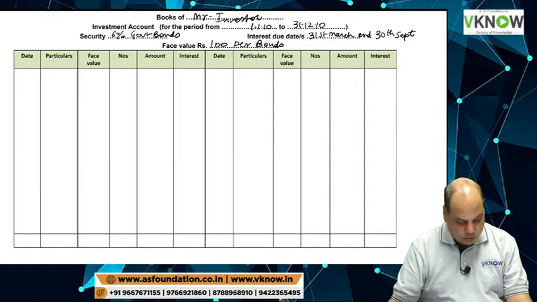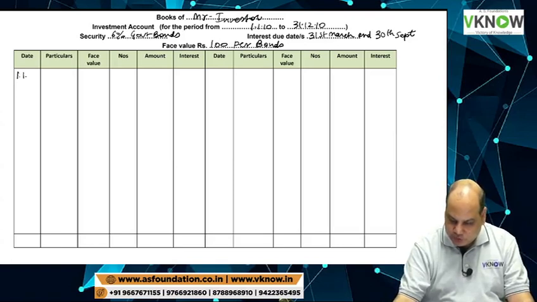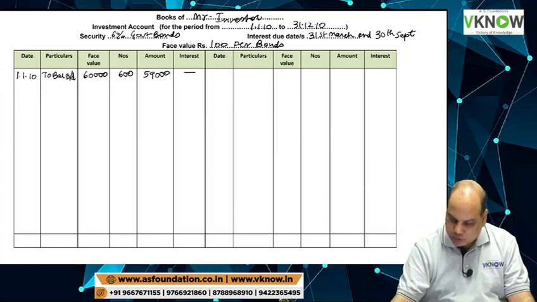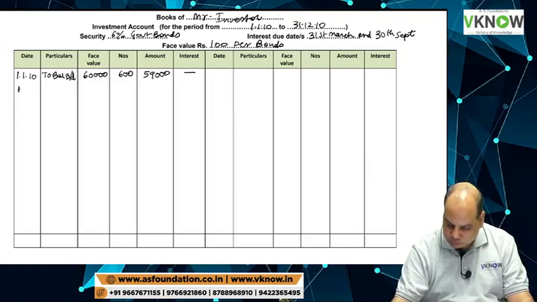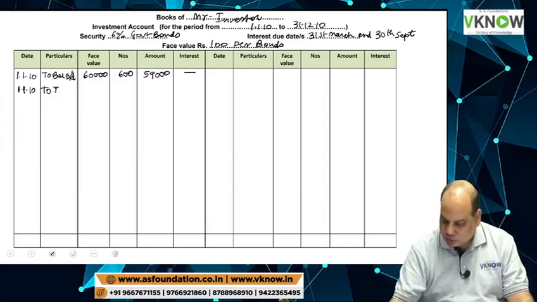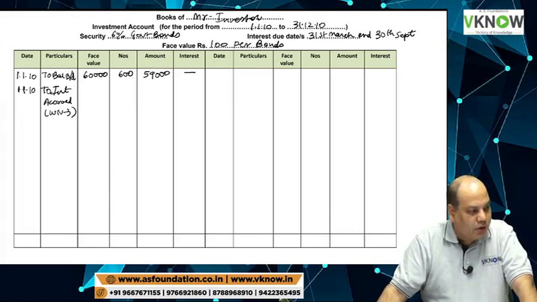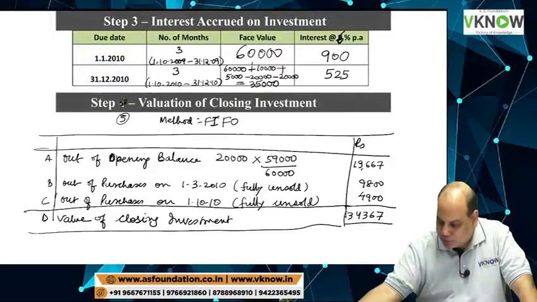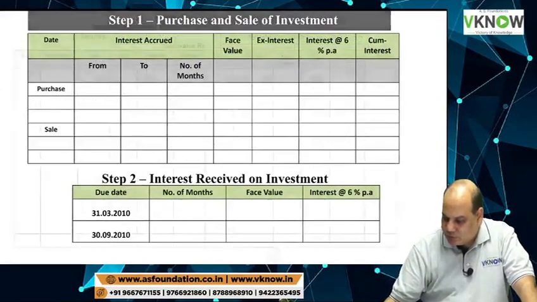Okay. So we'll start with opening balance. 1st January 2010, to balance brought down, face value 60,000, quantity 600, amount 59,000 given in first line. 1st January 2010, to interest accrued, working note number 3. Go to working note number 3 and check. You will find at the top 900 rupees. 900 rupees is interest accrued.